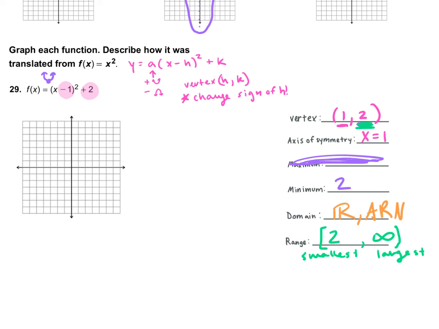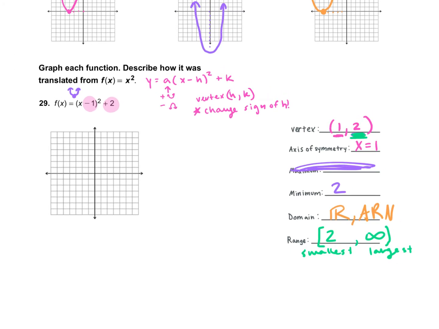And then we can graph it. So I'm going to graph what first? The vertex. So I'm going to go right one, up 2. And my axis of symmetry goes right through it. And how can I find another point on my graph? I can plug in a number, plug in 0.